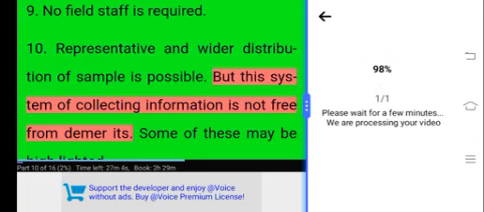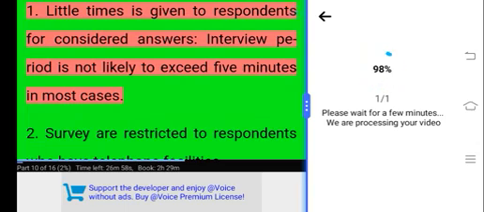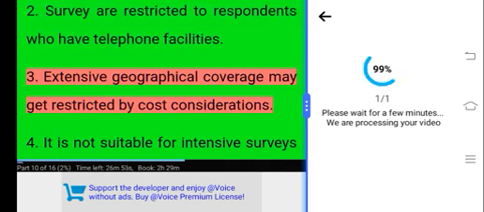This system of collecting information is not free from demerits. Some of these may be highlighted. 1. Little time is available to prompt respondents for considered answers. Interview period is not likely to exceed 5 minutes in most cases. 2. Surveys are restricted to respondents who have telephone facilities. 3. Extensive geographical coverage may get restricted by cost considerations.